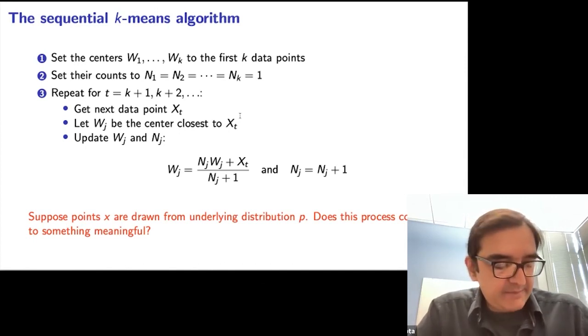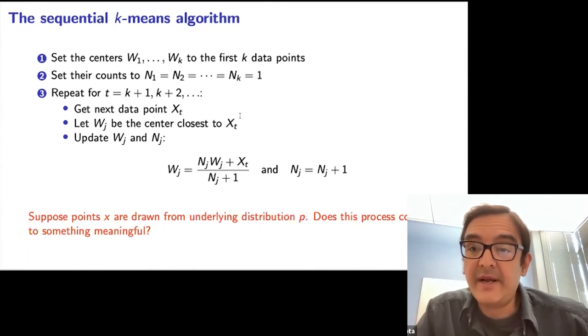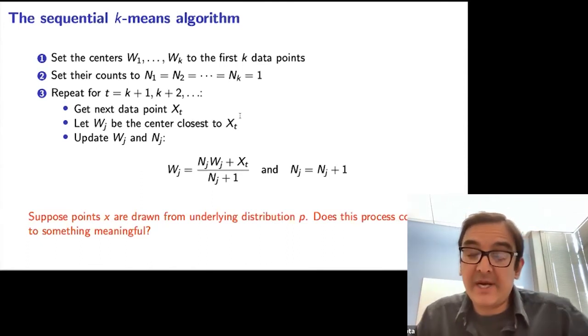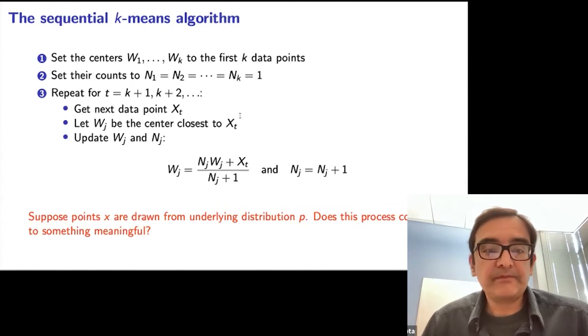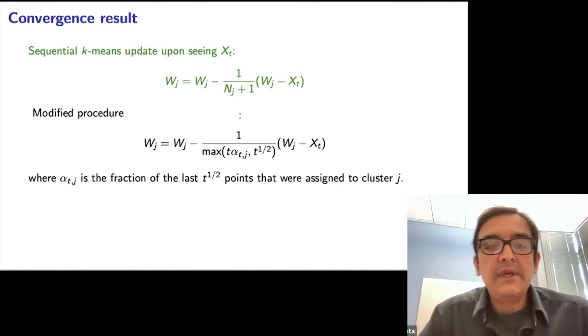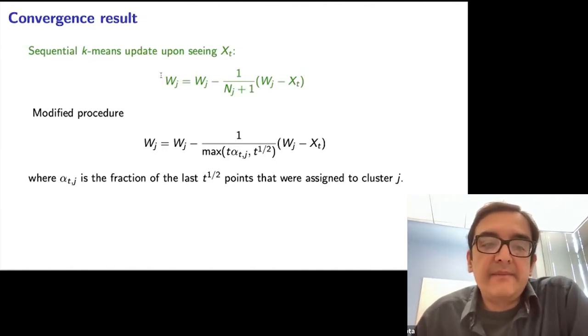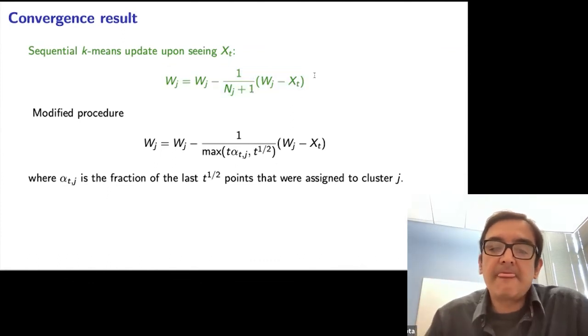There has been a lot of experimental work on this procedure, and I'd be happy to tell you what kind of results have been obtained. But in terms of theoretical guarantees, really not much has been known. And so I can tell you one result that we recently obtained. So here's another way of writing down the update. When you see a new point x sub t, you look at its closest center, w sub j, and you average it in. And this is another way of writing the average.